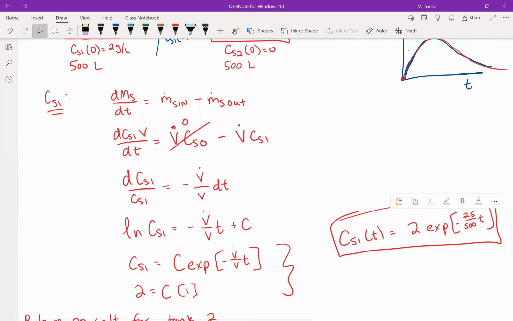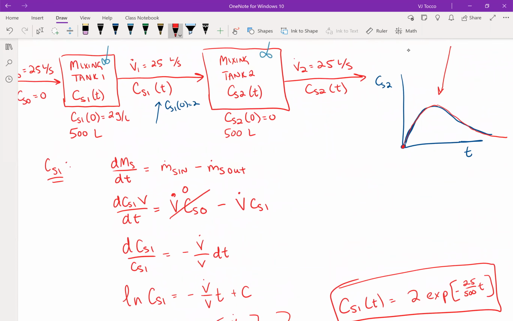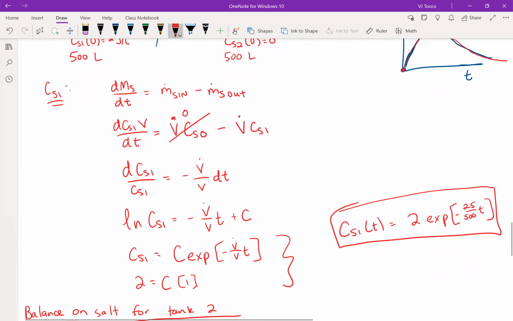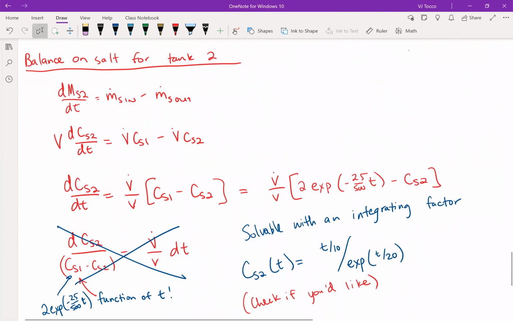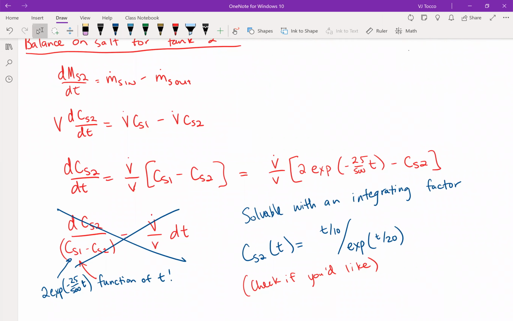You could also, or maybe not for this problem, by setting the derivative equal to 0, you could solve for the t at which CS2 is equal to 0. Actually, I don't think you can. Yeah, because okay, never mind that I said that.